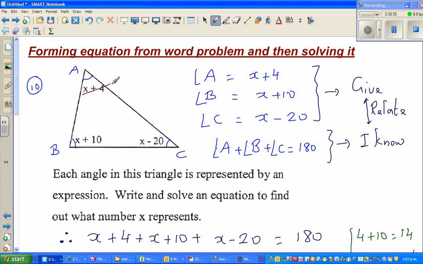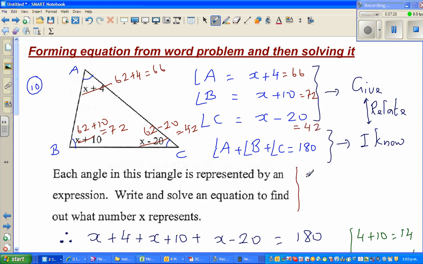This will become 62 plus 4, which is 66. This becomes 66. 62 plus 10 is 72, so your B is 72 degrees, and this is 62 minus 20, which is 42, so angle C is 42. If my answer is right, I should get 66 plus 72 plus 42 should be equal to what? Should be equal to 180.